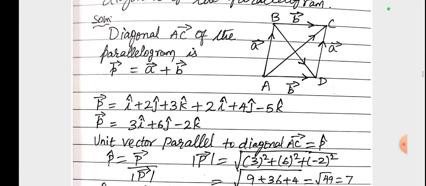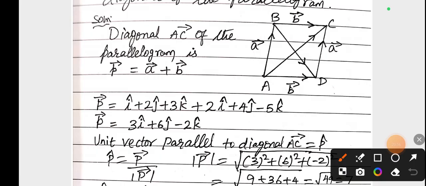First find the diagonal. What is the first diagonal? Consider the first diagonal is AC. Now you want to get AC. We may do it this way: A plus B. So A vector is i cap plus 2j cap plus 3k cap, B vector is 2i plus 4j minus 5k. Add and you will get AC.